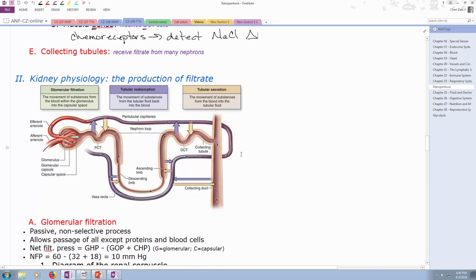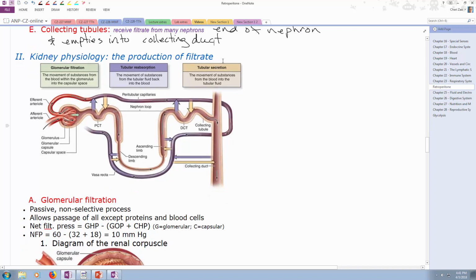Collecting tubules receive filtrate from many nephrons and empty. The collecting tubule is at the end of the nephron, so end of nephron, and empties into the collecting duct. And remember, the collecting duct is the one that's going straight on down to the papilla of the pyramid.